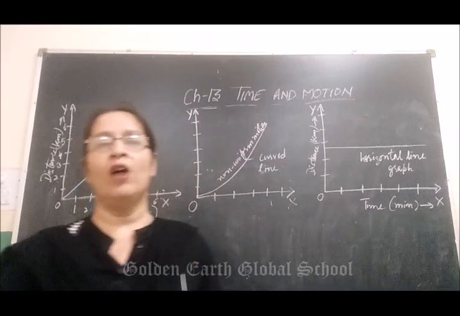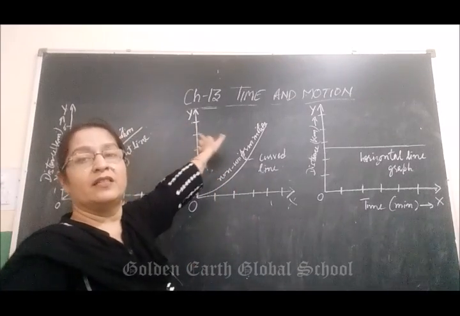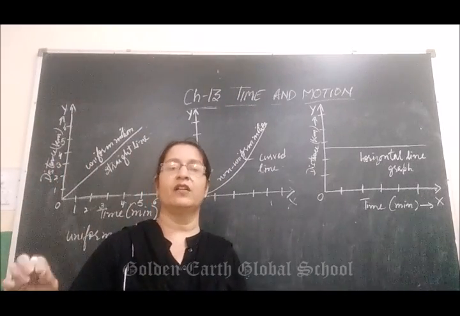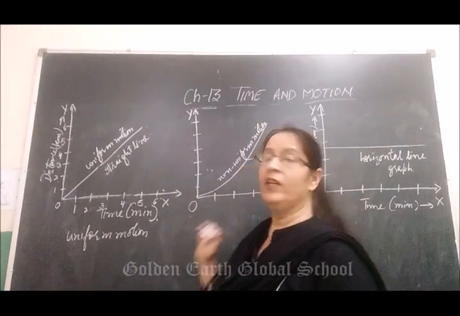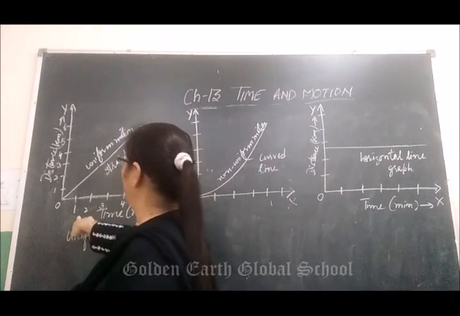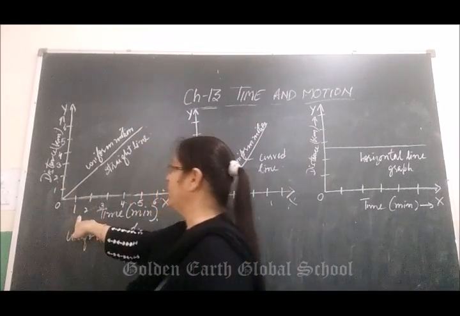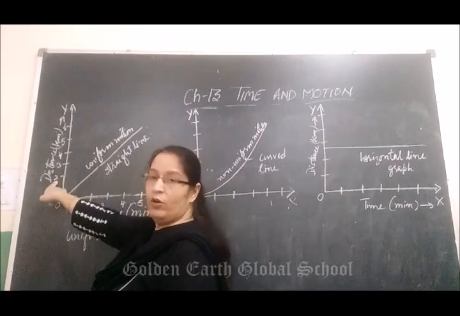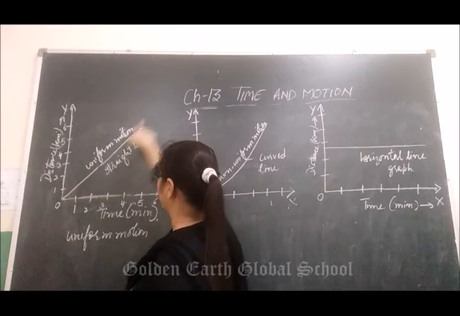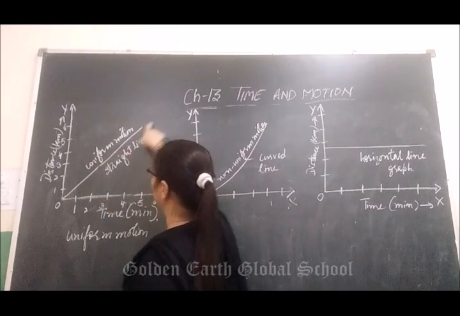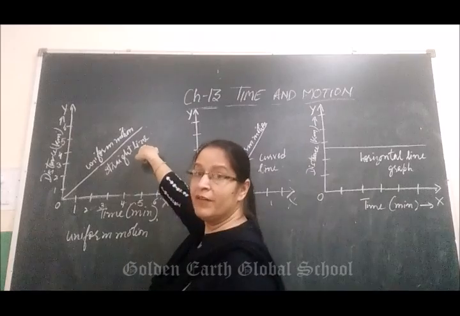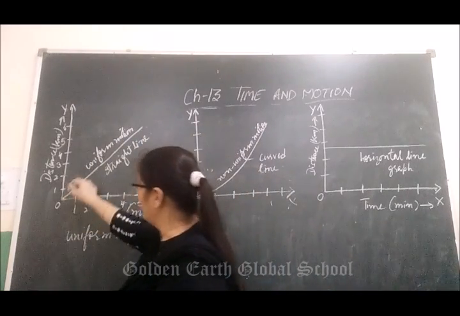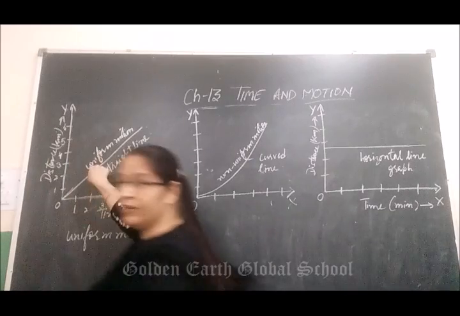Okay, now I am showing you the graph of uniform motion, how we can draw the distance-time graph of uniform motion. What do you mean by uniform motion? When an object covers equal distance in equal interval of time: 1 minute, 1 kilometer, 2 minutes, 2 kilometer. Then the motion is uniform, and it will show a straight line. When we plot the graph, it will give us a straight line.